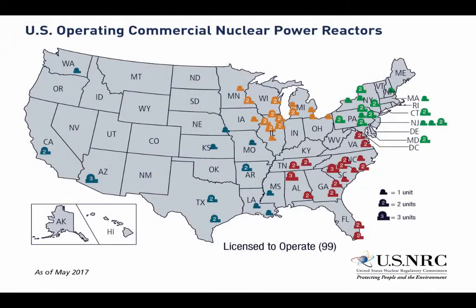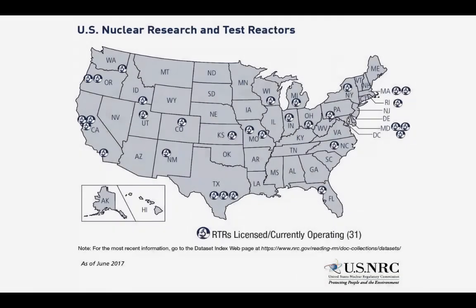This diagram indicates the commercial nuclear power reactors that exist. There are other reactors that exist in the U.S., and these are test and research reactors as indicated here. There are 31 of them that are operational currently.